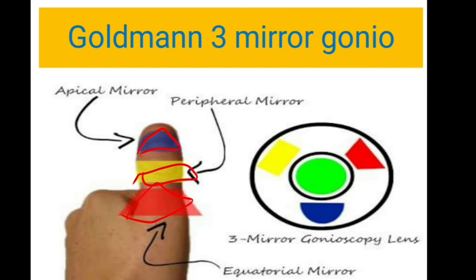So these three mirrors are inclined at an angle. You should know the degree of angle of inclination. I have shown in the picture the degree of angulation of each mirror and the power of the central lens which is used. These are frequently asked questions for postgraduates in Viva: the angle of inclination of these three mirrors as well as the power of the central convex lens. So this is about the Goldmann 3-mirror gonioscope.